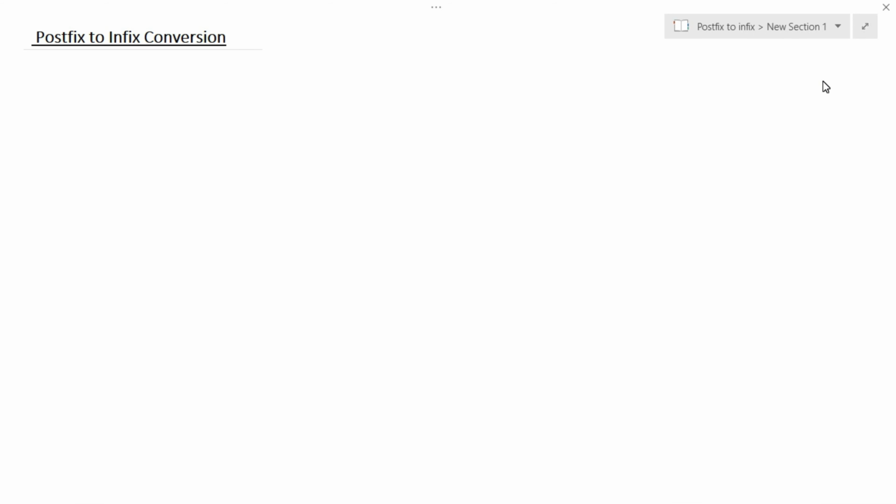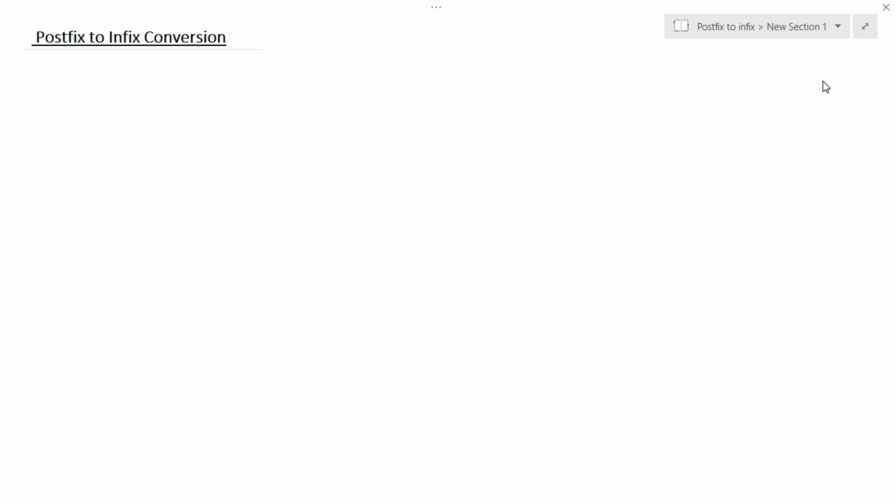Hey everyone, let's see how to convert postfix expression into the infix. In the previous lecture, we already discussed how to convert infix into postfix, infix to prefix, and today we are going to learn how to convert postfix expression into infix.